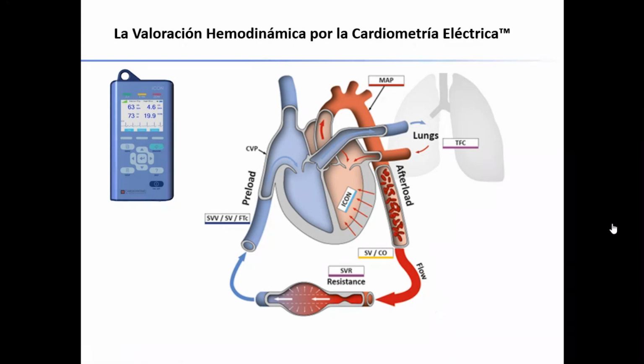About the use in patients with open thorax or patients with mechanical ventilation or spontaneous ventilation, what are the conditions to optimize the measurement and the accuracy of the measurement of the cardiac output and the other parameters?